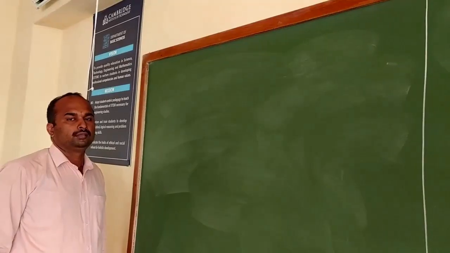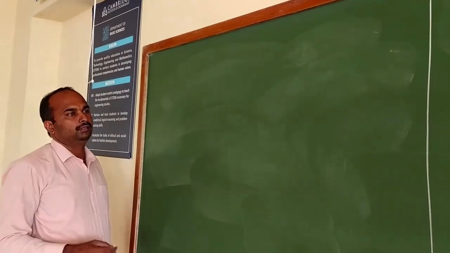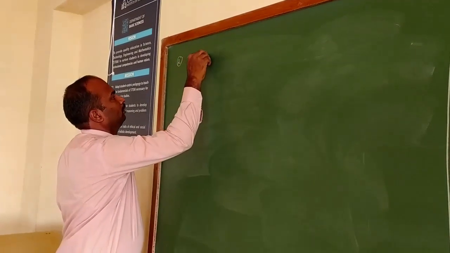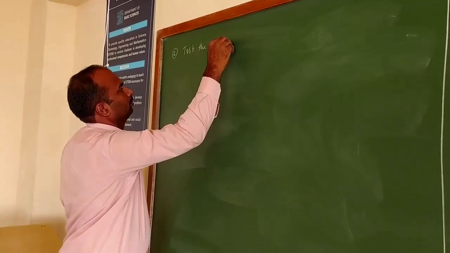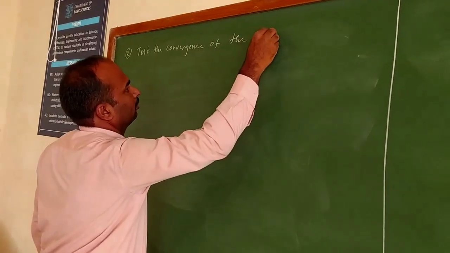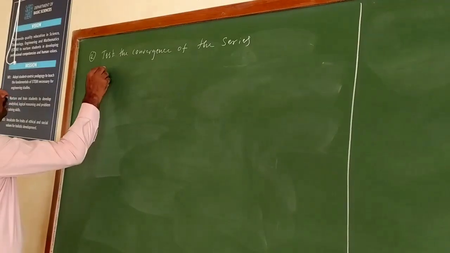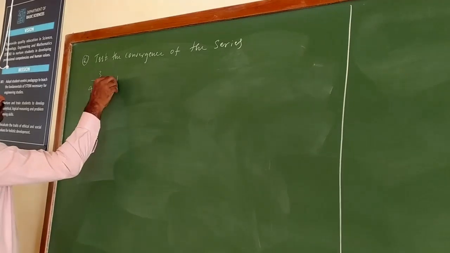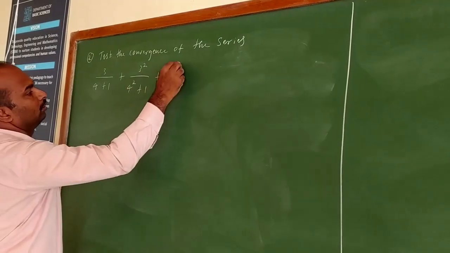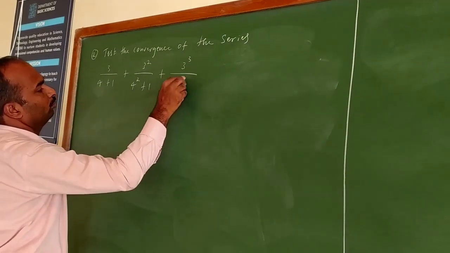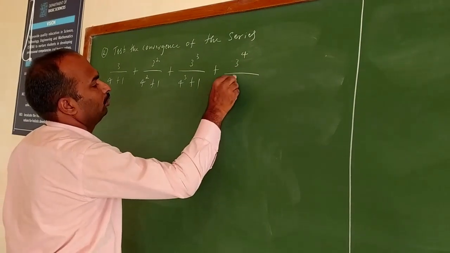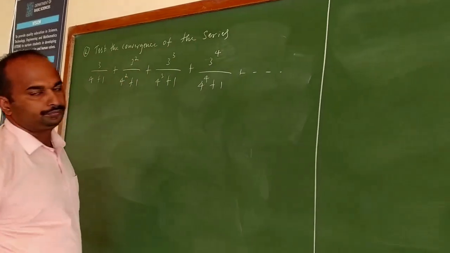Awesome. So now I will explain another example on the ratio test. The second one: test the convergence of the series 3 by 4 plus 1, plus 3 square by 4 square plus 1, plus 3 cube by 4 cube plus 1, plus 3 to the power of 4 by 4 to the power of 4 plus 1, and so on.